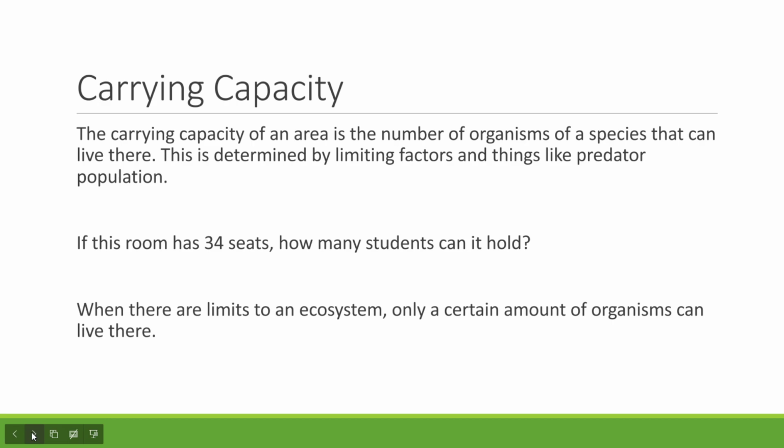Right? So classes are a good example of this, right? A room with 34 seats can hold a maximum of 34 students. If we start putting more students into those seats, we're going to have a problem. We're going to have people fighting for seats. Right? We have a carrying capacity in our regular classroom of 34 students.